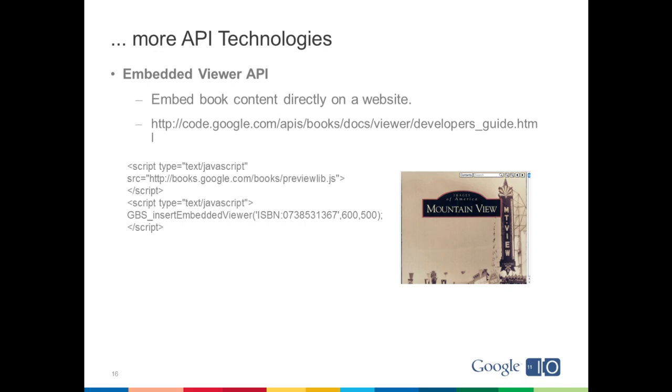So here is the embedded viewer API, which is pretty cool. You can actually embed the book content. If you look at the actual JavaScript, there's an ISBN tag there. So you can put in an ISBN, put that little viewer right on your web page, and people can actually view that book.